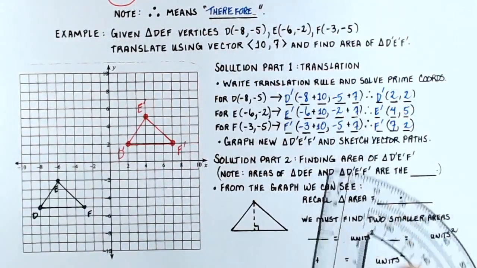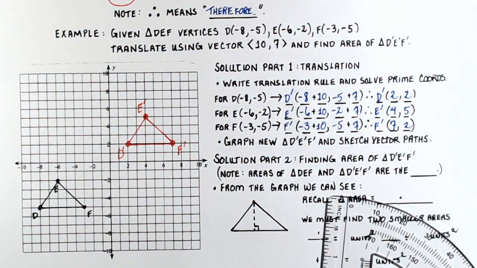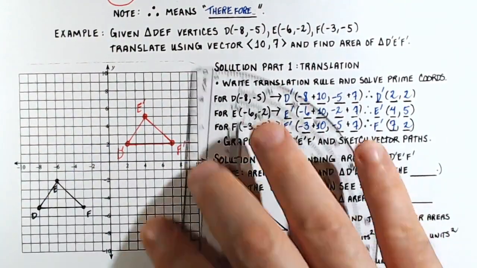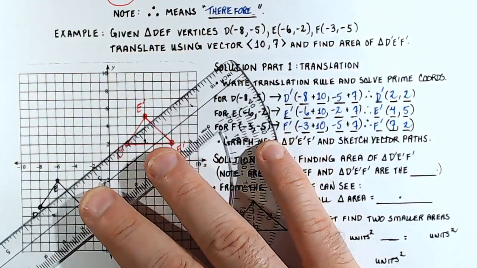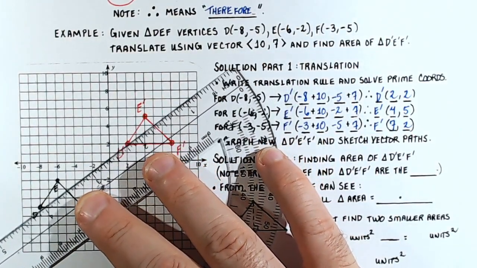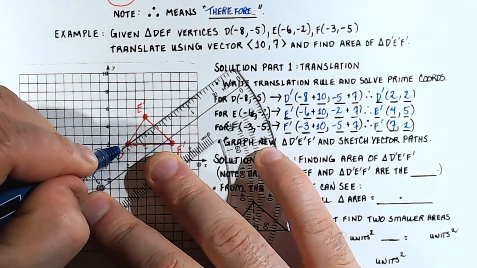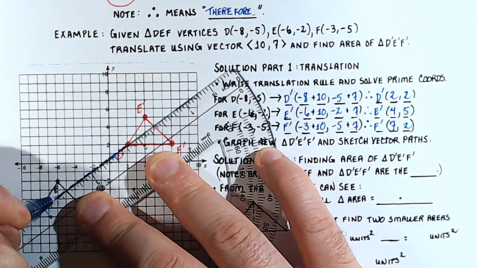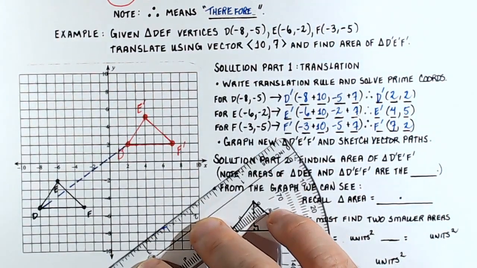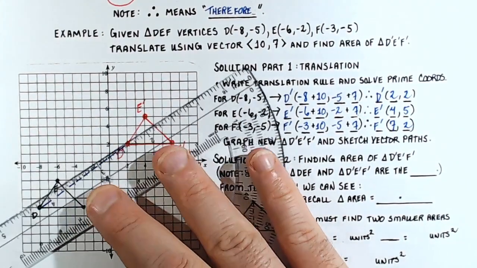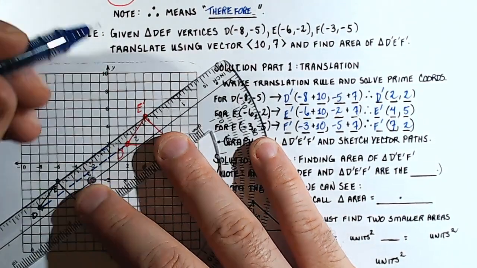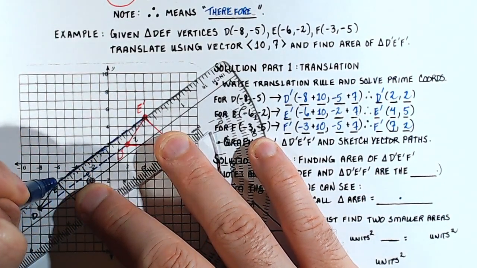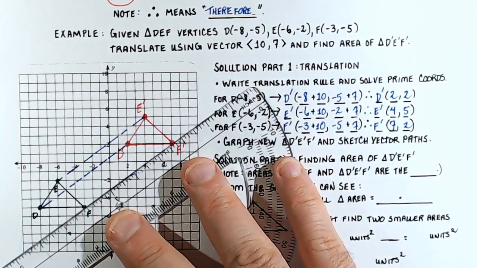All right, very good. Now we're going to draw our vector paths. All you do is connect your pre-image point to your image point. So we can connect D to D prime. Use a straight edge for this. Use a dotted line notation style like this. Sketch it in as a dotted line or a dashed line. Okay, see that? Now connect E to E prime. Dashed line. And then F to F prime.